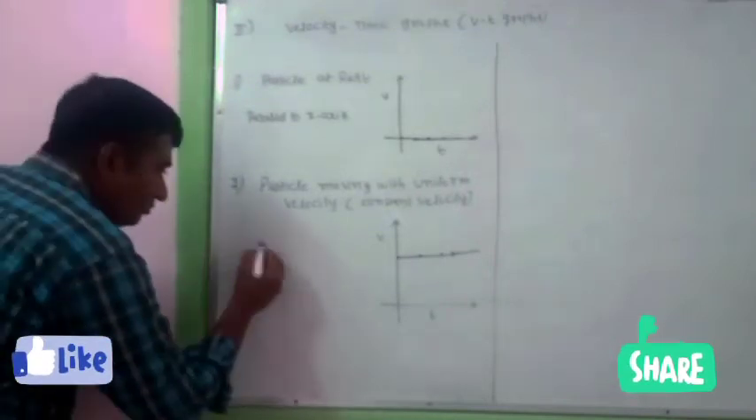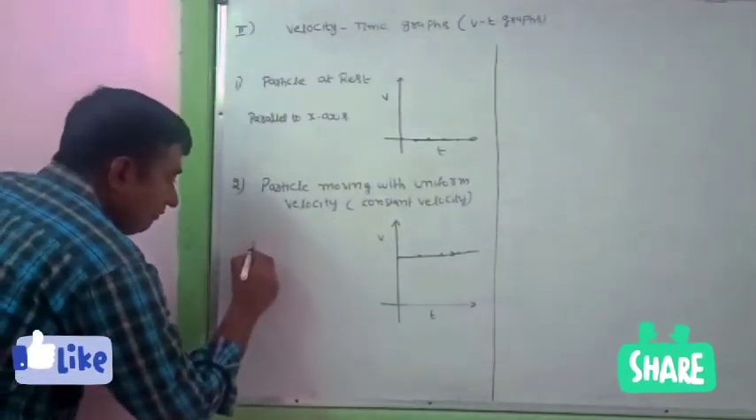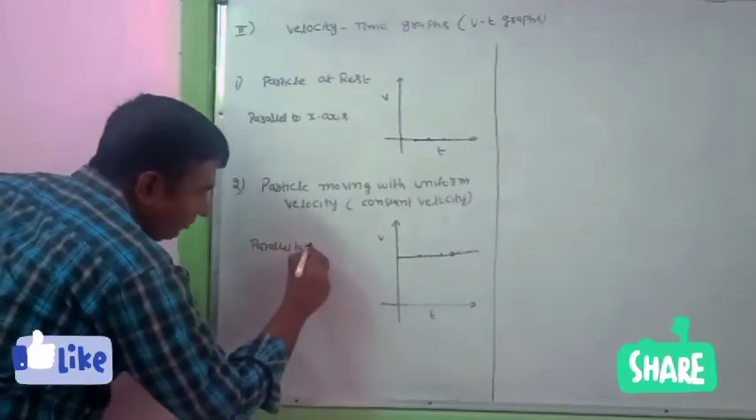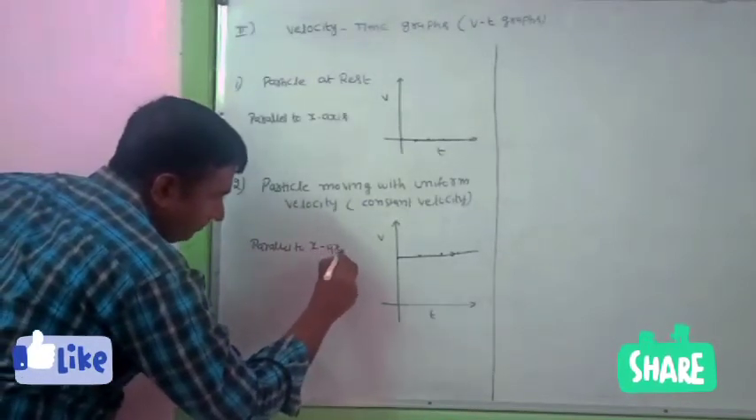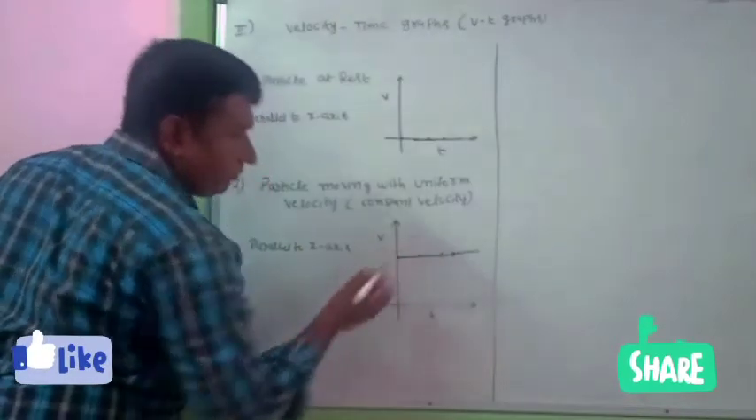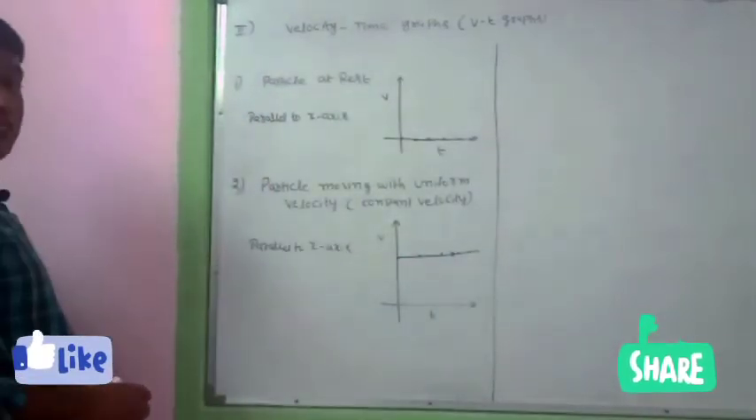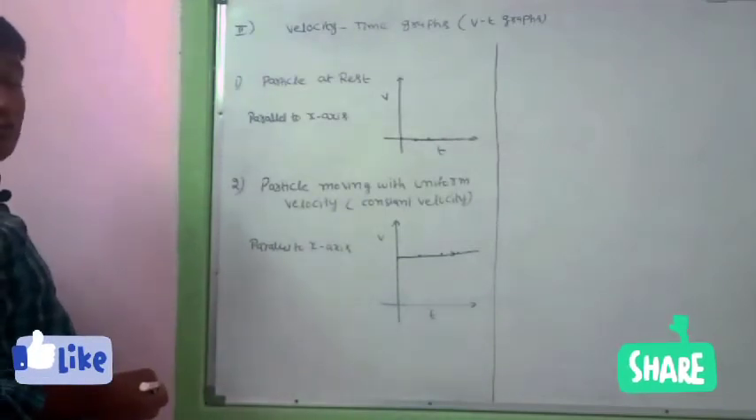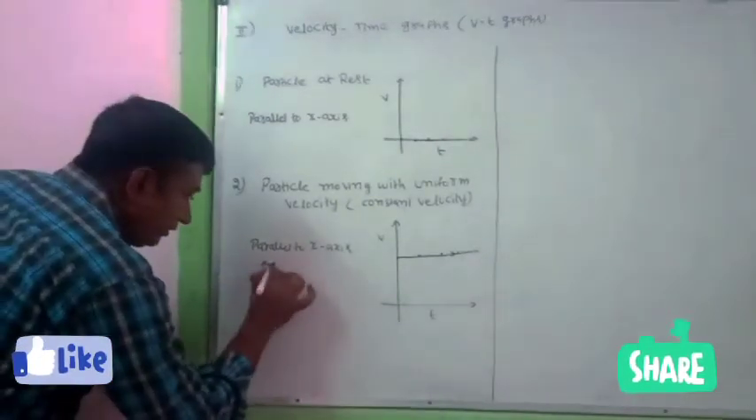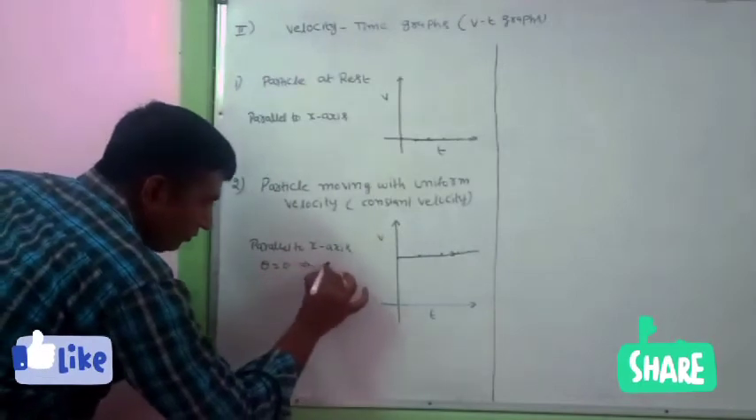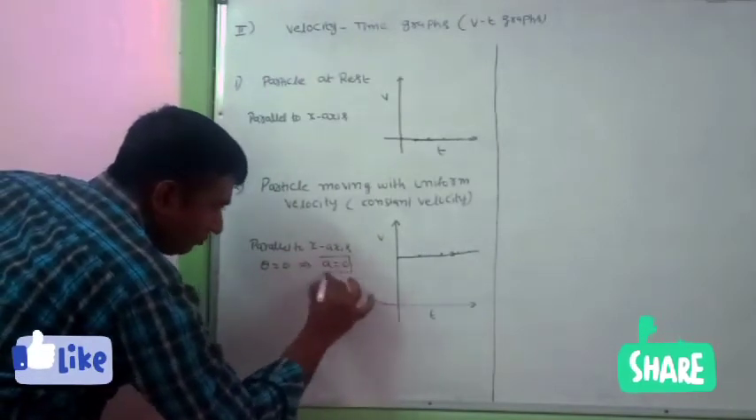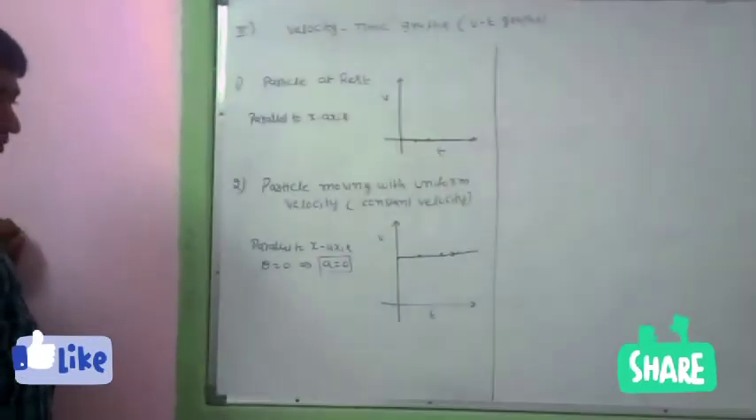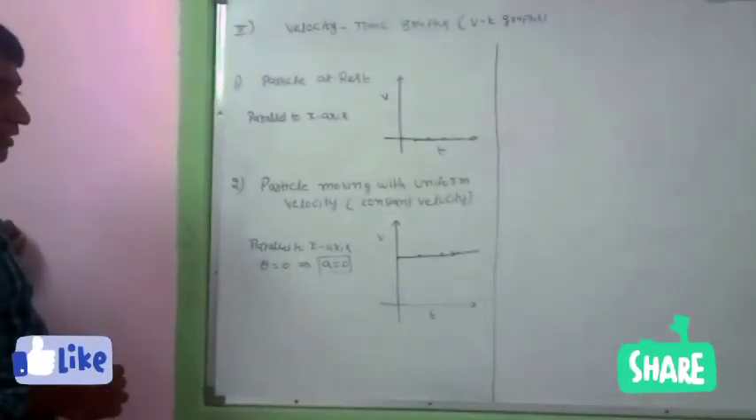In such a case also, this velocity graph is parallel to the x-axis. In such a case, what's its slope? Is there any slope? No. Here theta is equal to 0. This gives rise to acceleration equal to 0, which we are going to discuss later.